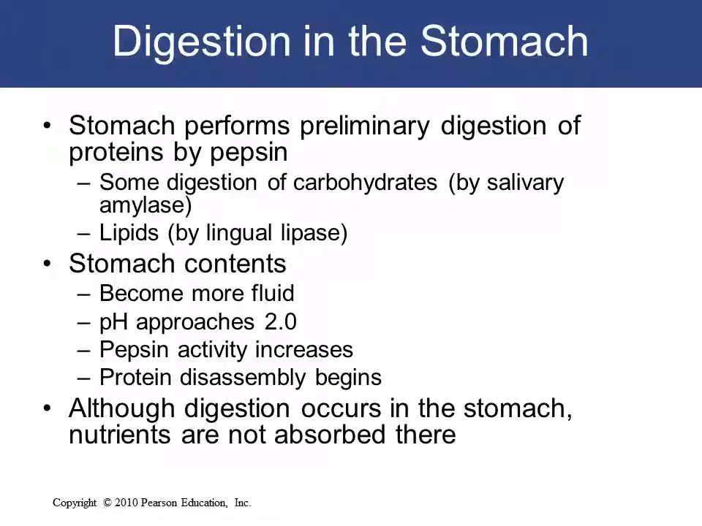So the stomach content becomes more fluid, and when the food approaches the stomach, the pH approaches 2.0 because of its acid content, which helps to increase the activity of the pepsin, and this pepsin will begin the breakdown of the protein. Although digestion occurs in the stomach, nutrients are not absorbed there, but the absorption process will be discussed as a separate topic.